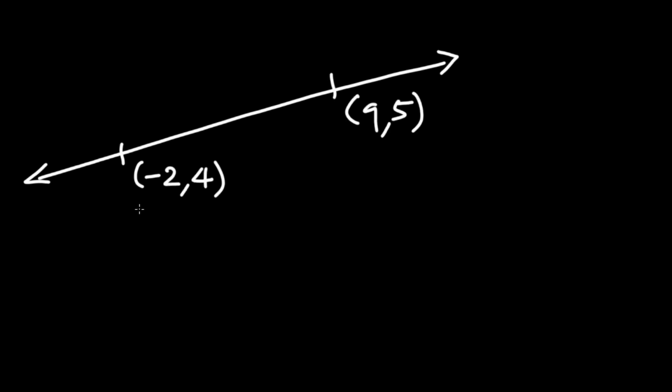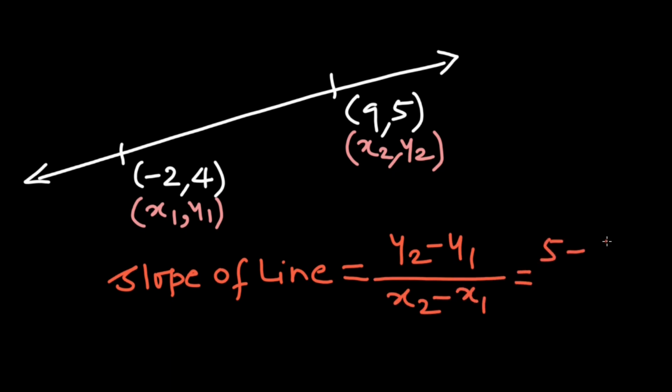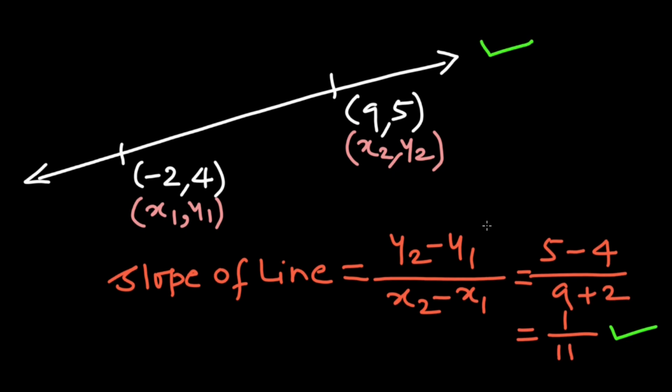We have to find slope of this line which passes through the points minus 2, 4 and 9, 5. If these coordinates are x1, y1 and these coordinates are x2, y2, then slope of line is difference between y coordinates, y2 minus y1, upon difference between x coordinates, that is x2 minus x1. So it will be 5 minus 4 upon 9 plus 2. So it will be 1 by 11. So this is the slope of this line, 1 by 11.